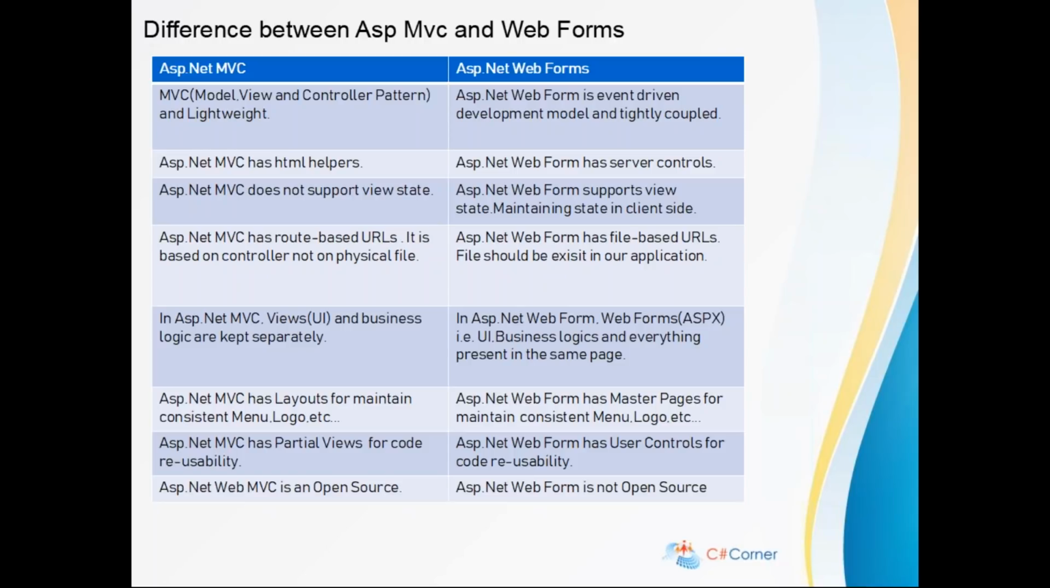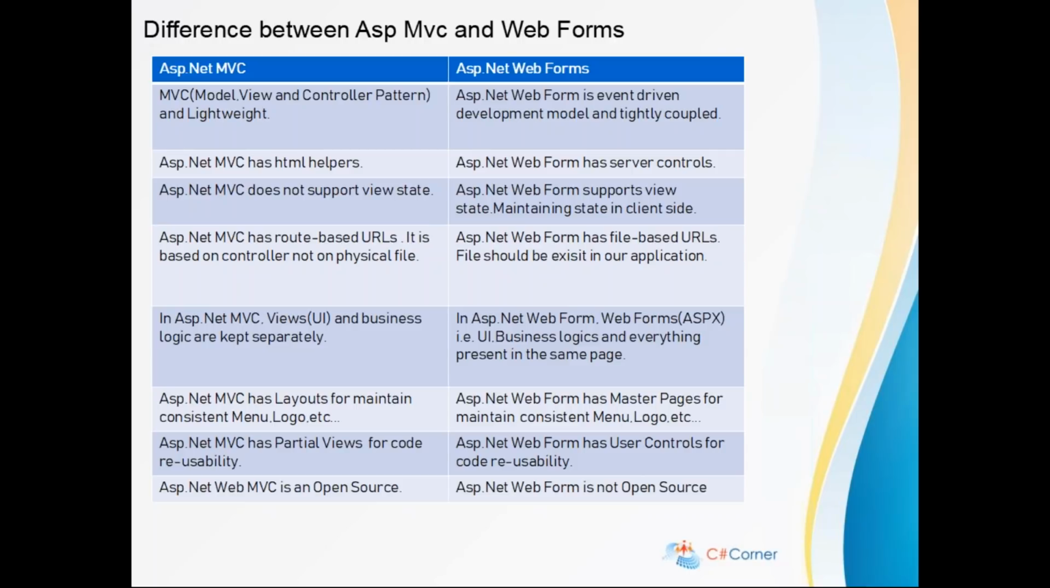In ASP.NET MVC, we have a layout to maintain a consistent menu and logo. But in ASP.NET web forms, we have a master page to maintain a consistent menu and look. You all know what a master page is: it keeps the static content consistent, and the dynamic content is rendered as a child page. In MVC, we use a layout as a master page, and we render our index view page as a child page in our layout.